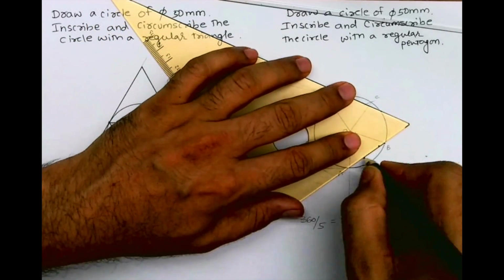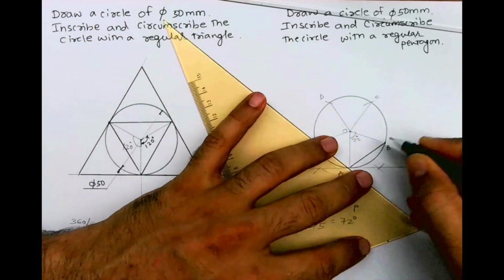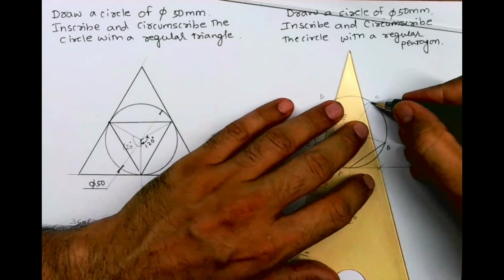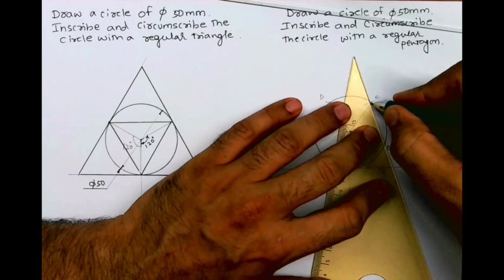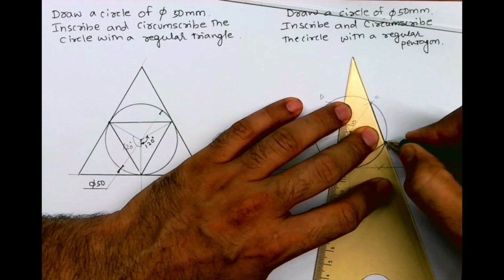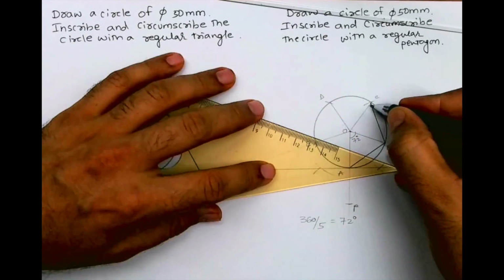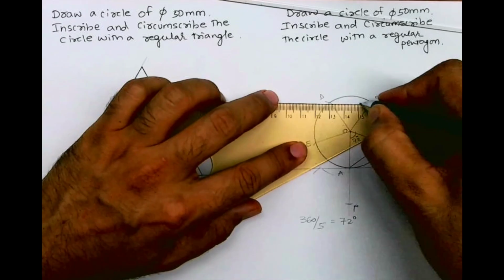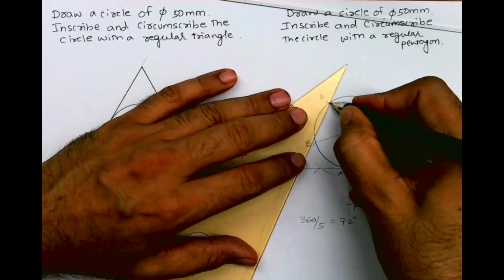Now join inside points AB, BC, CD and DE and EA. So you'll get a pentagon which is inside the circle. So inscribe is done. Now we need to do circumscribe.